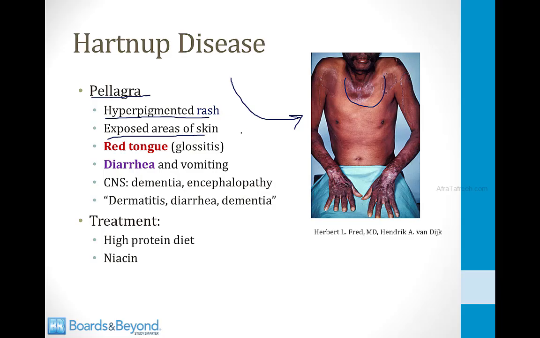Another symptom of pellagra is a red tongue. This is from glossitis, an inflammation of the tongue.